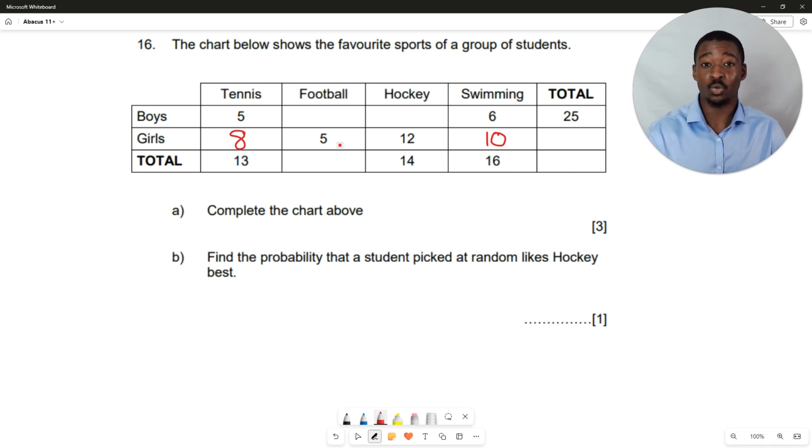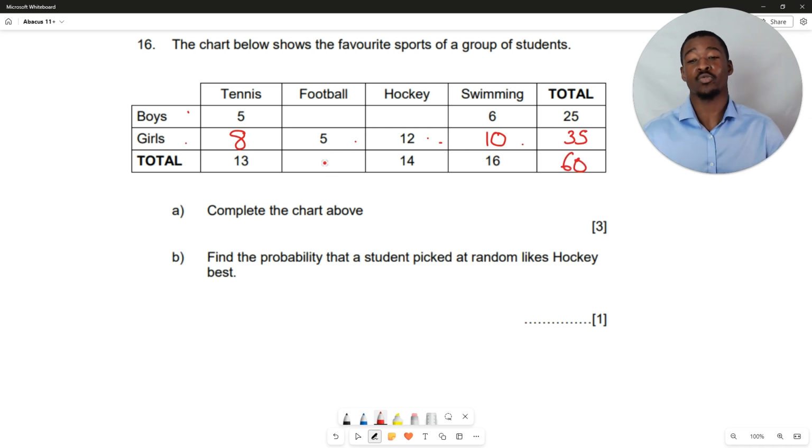And now we have a few less unknowns, and we can work out the total for girls. We have 8 plus 5 giving us 13, 13 plus 12 giving us 25, 25 plus 10 giving us 35. And now we can work out the total of the totals, right? We have 25 plus 35. So 25 for boys, 35 for girls, or 25 plus 5 is 30. 30 plus the remaining 30 is 60. Great. Now we can work out this unknown.